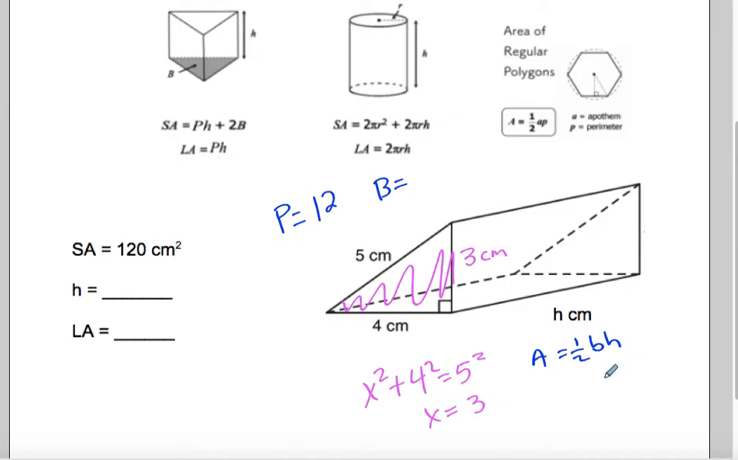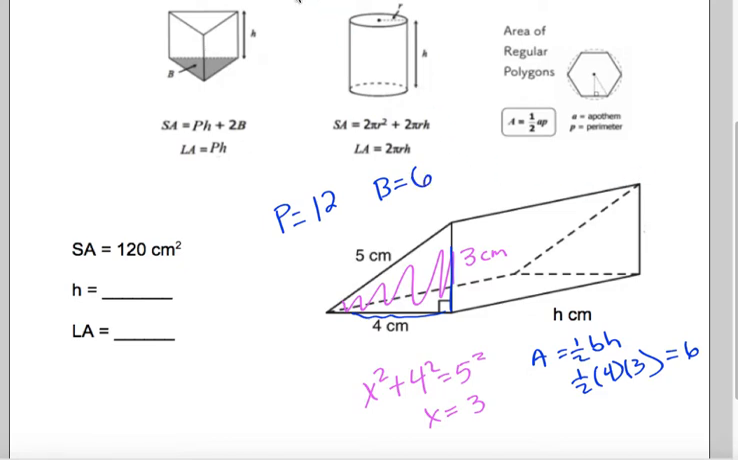When you have a right triangle, the legs of it, the 4 and the 3, are the base and the height of the triangle. So 1/2 times 4 times 3. So that's going to be 6. So the B, the area of the base, the area of the triangle, is 6.